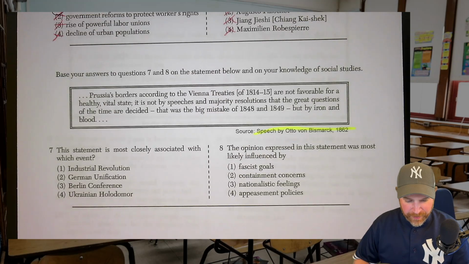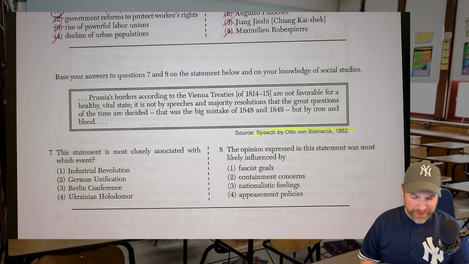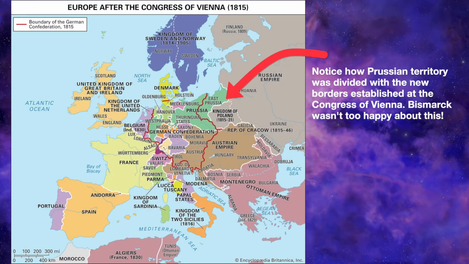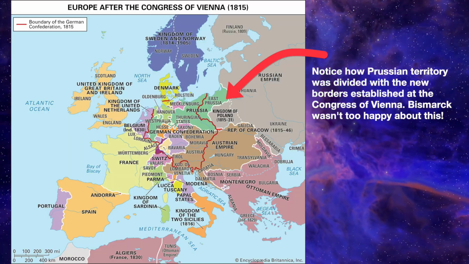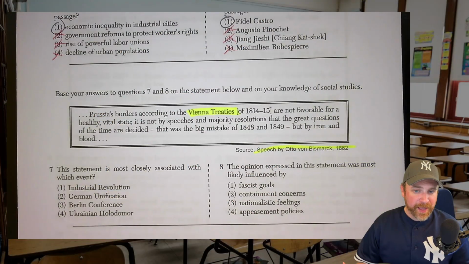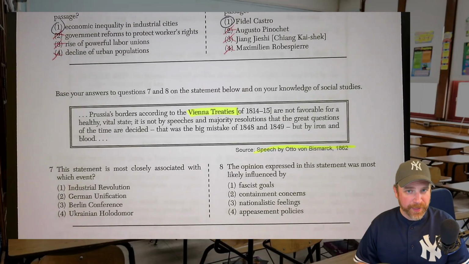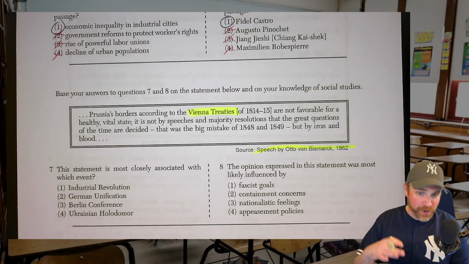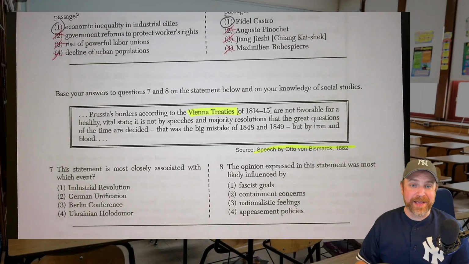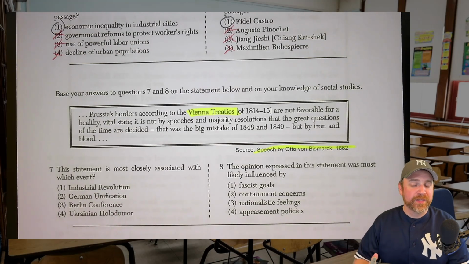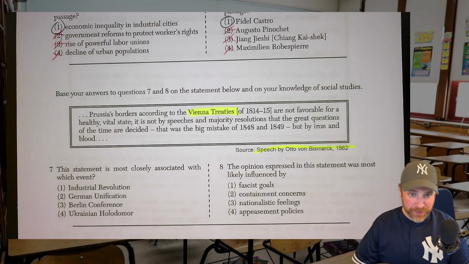But anyway, let's take a look here. Prussia's borders, according to the Vienna treaties of 1814 to 15, are not favorable for a healthy, vital state. Okay, so Vienna treaties. The Congress of Vienna is a series of meetings that took place after the downfall of Napoleon. And the goal there was to do a couple of things. One was bring back all the absolute monarchs that Napoleon basically bounced when he made his giant empire. And also they wanted to restore a balance of power in Europe by redrawing the map, making some states a little bit stronger than they were before to make sure that one state could not overpower another in Europe ever again.